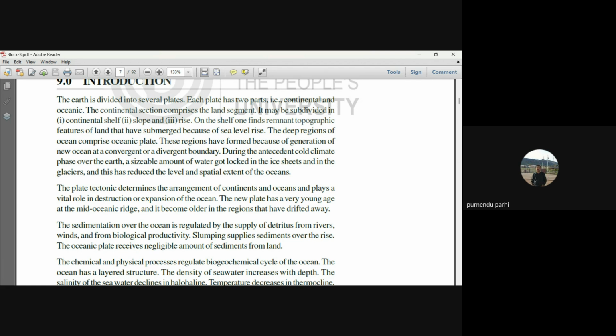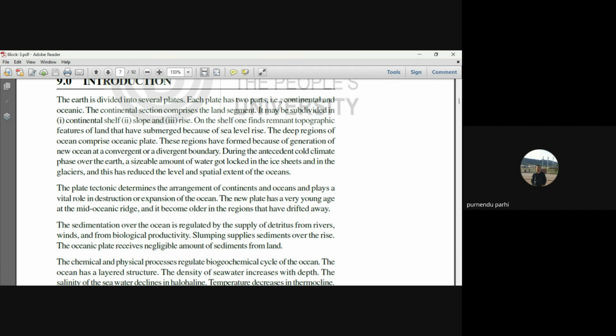During the antecedent cold climate phase over the earth, a sizable amount of water got locked in the ice sheet and in the glacier, and this has reduced the level and spatial extension of the ocean. The plate tectonics determines the arrangement of continents and ocean and plays a vital role in destruction or expansion of the ocean. The new plate has a very young age at the mid-oceanic ridge, and it becomes older in the regions that have drifted away.